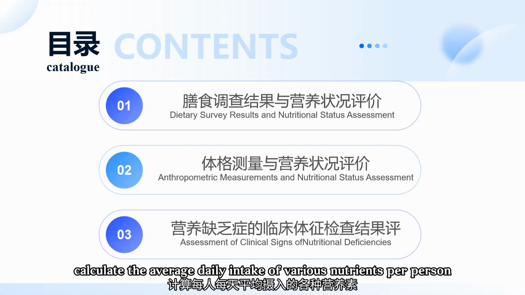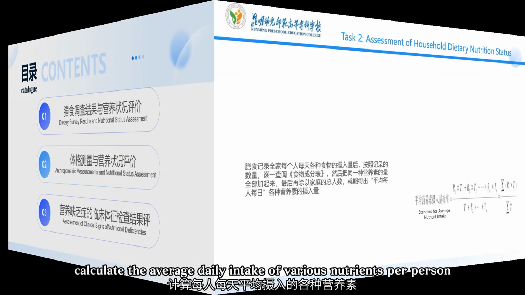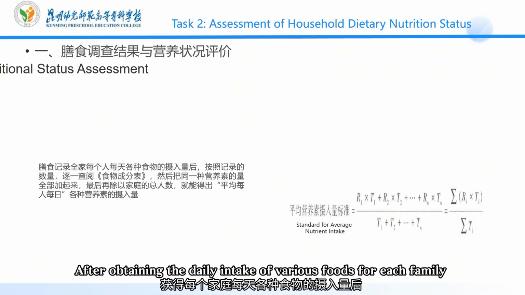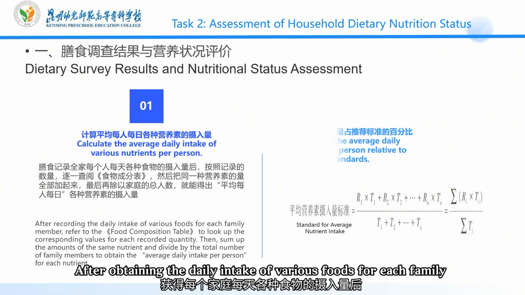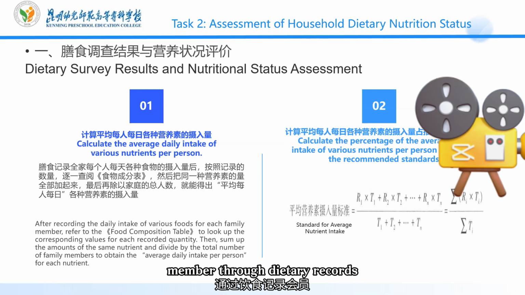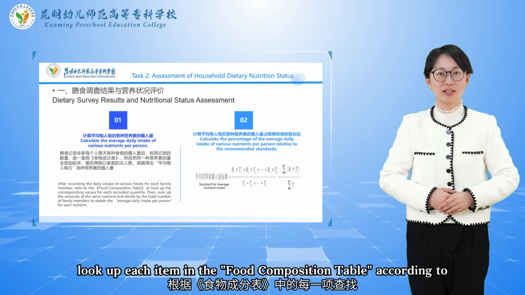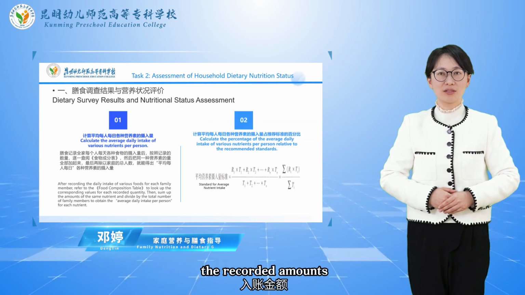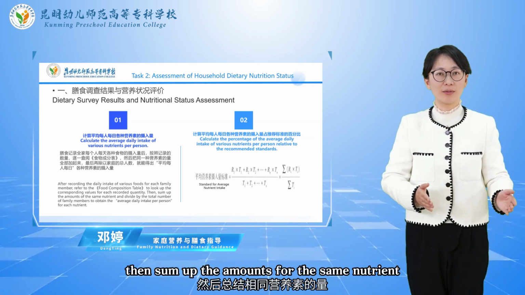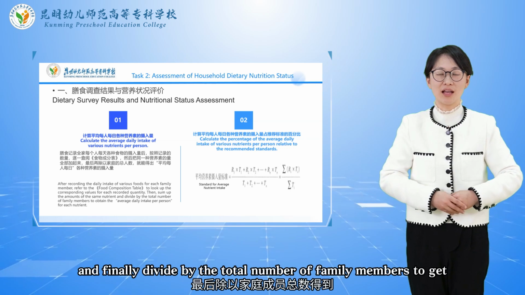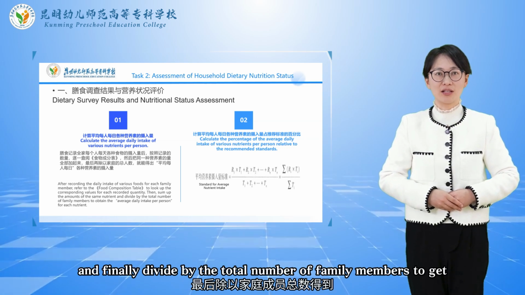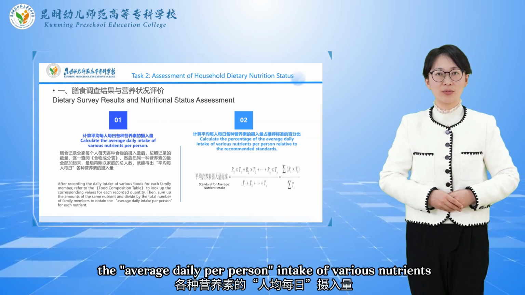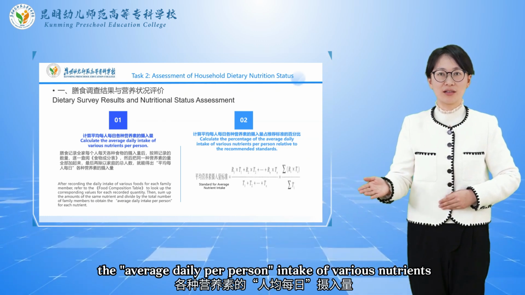First, calculate the average daily intake of various nutrients per person. After obtaining the daily intake of various foods for each family member through dietary records, look up each item in the food composition table according to the recorded amounts. Then, sum up the amounts for the same nutrient, and finally, divide by the total number of family members to get the average daily per person intake of various nutrients.